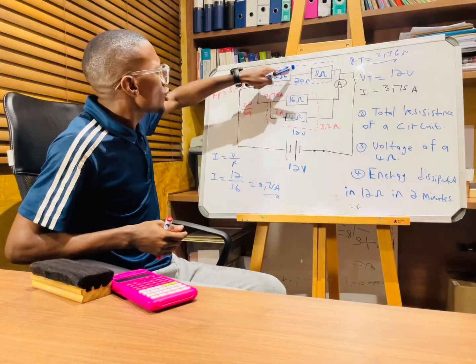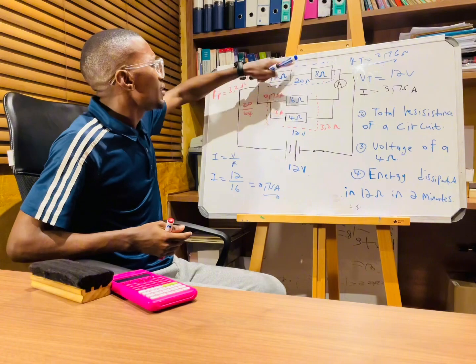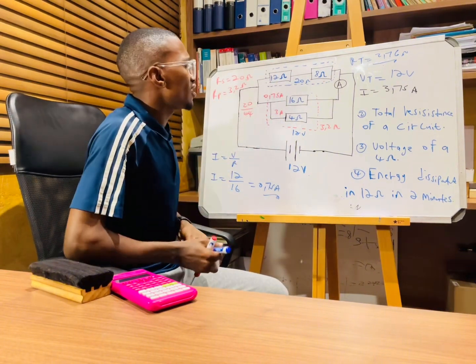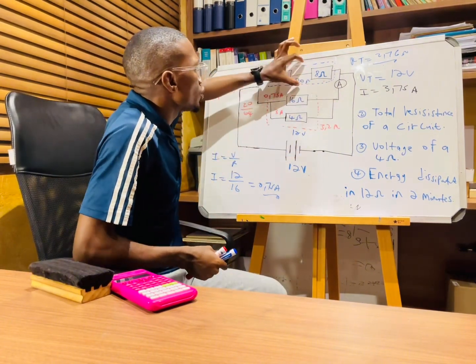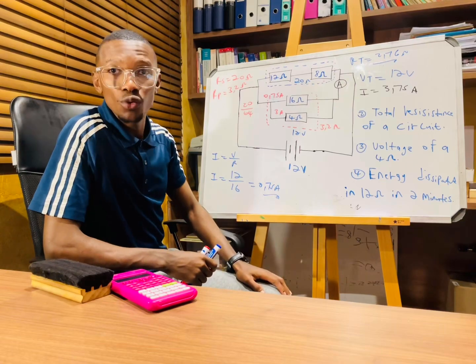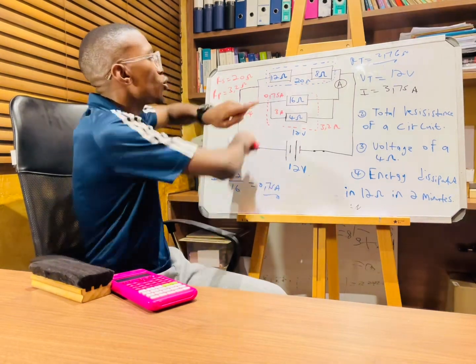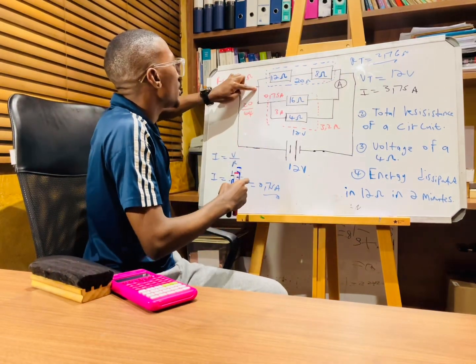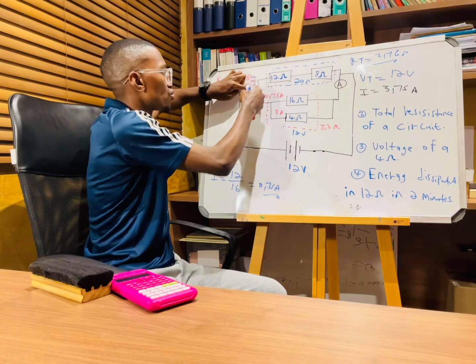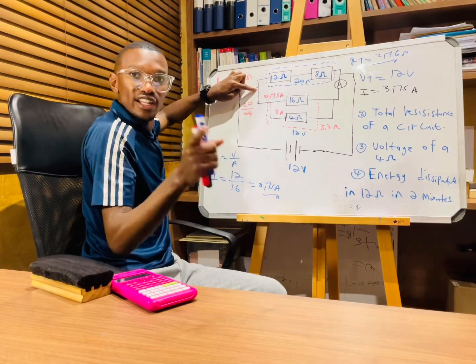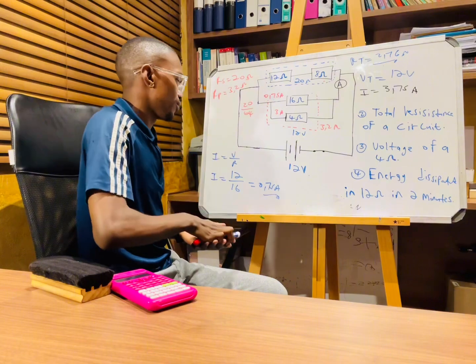Okay, but these two are still parallel. Someone would say, but this current is also for this 20 ohm. No, it's not. You know why? Because the total current of the circuit, when it comes here, look, it divides. Can I prove it to you? Let me show you.